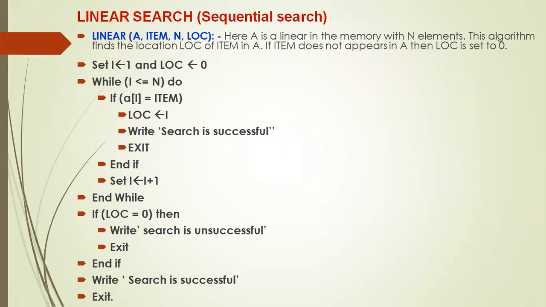2 less than or equal to 5. That is also true. Now A2 and item are compared. A2, what is there? 20. Item is 26. Again, it's not equal. Then set I equal to I plus 1.